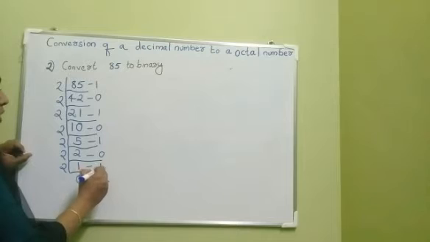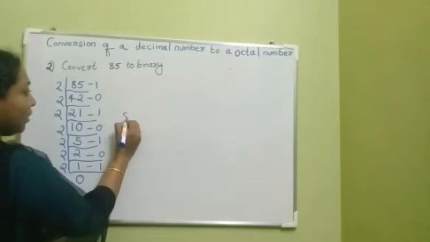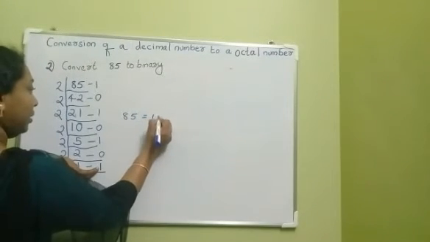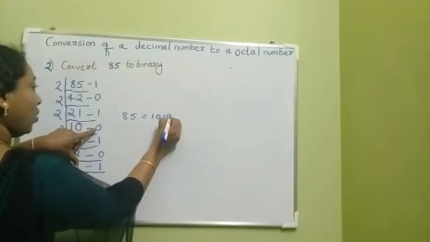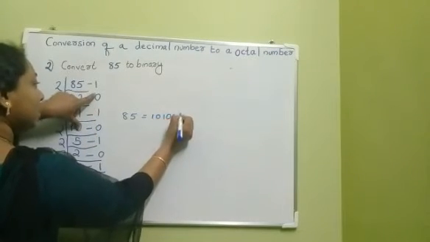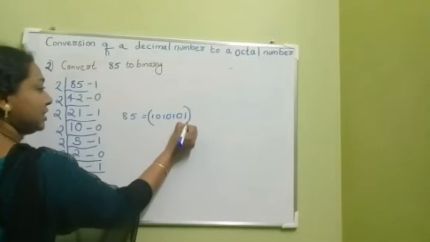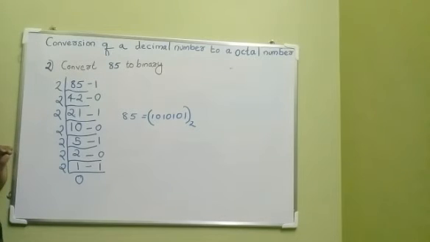Then arrange all the bits from bottom to top. Therefore, 85 equals 1 0 1 0 1 0 1 base 2. I hope you are clear with this.